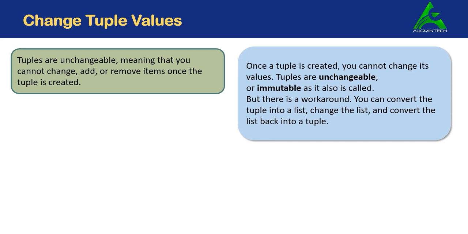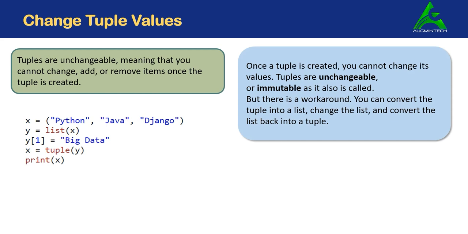You can convert the tuple into a list, change the list items, and convert the list back into a tuple. Alright, so here in this example, we are trying to change the element at index position 1, Java, to big data. Here you can see the tuple is converted into an intermediate list. We can make the necessary changes in the list and convert the list back to a tuple. So this is how we can change tuple values.